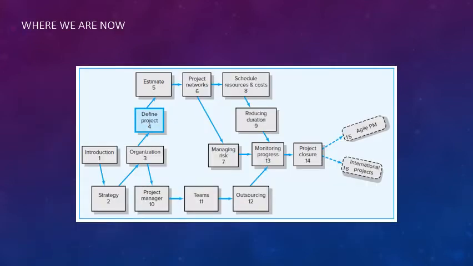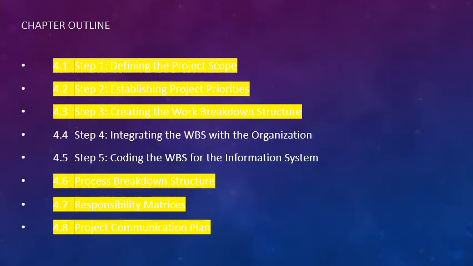So we are here defining the project. We're going to define project scope and what's involved with it. We're going to establish project priorities. We're going to create a work breakdown structure, and I am going to ask you to make sure that you've done your reading on that and you understand the concept of how to put one of those together.